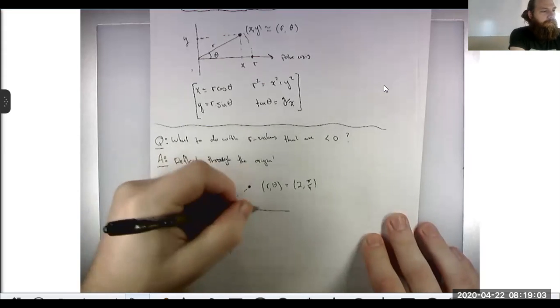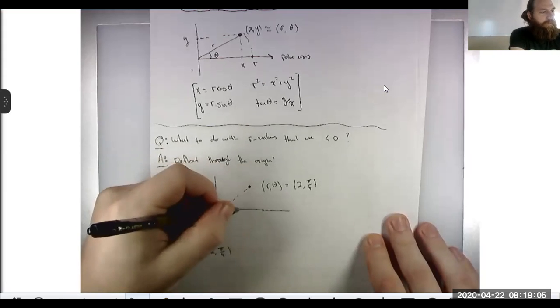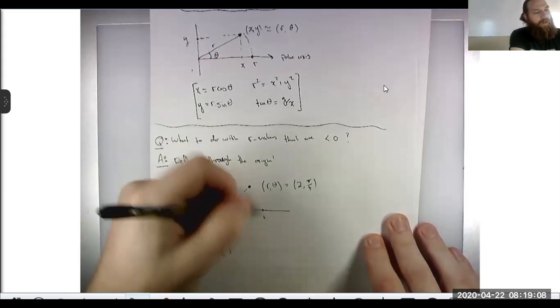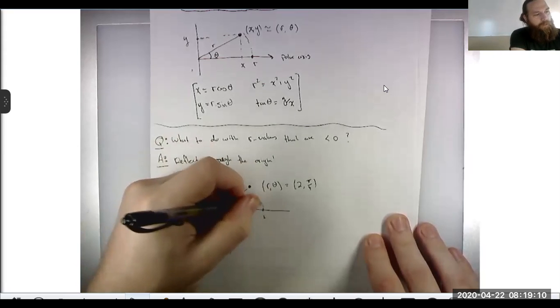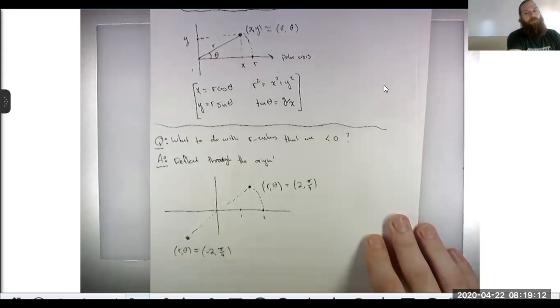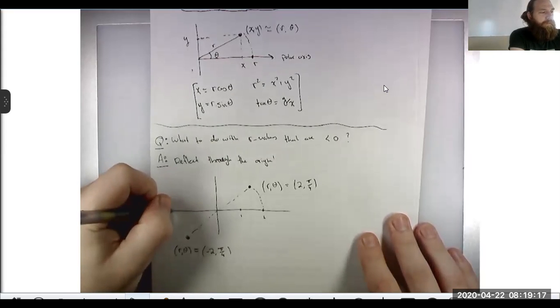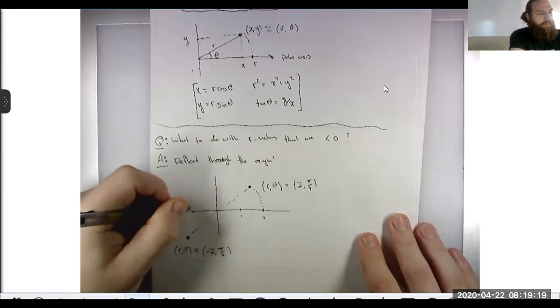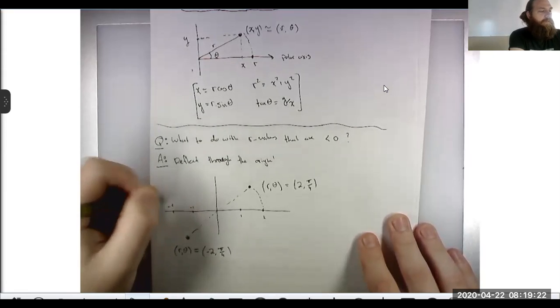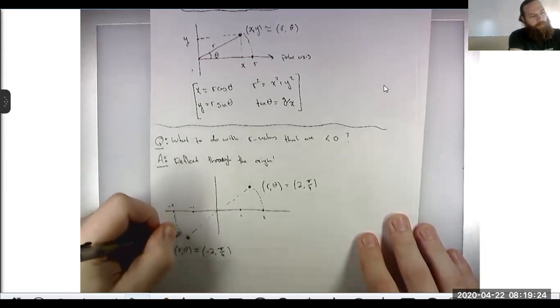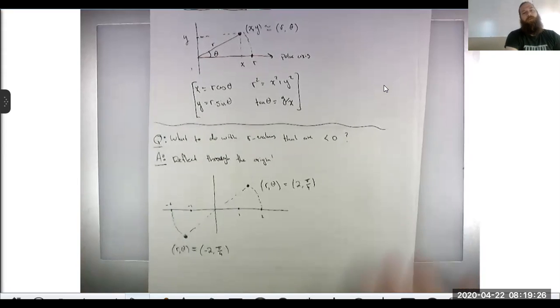One way to think about this is to say, okay, well, to get to this point, I come out along the polar axis to r equals 2, and then I rotate up by pi over 4. Similarly, I could think about this guy by saying I came out along the polar axis to negative 2, and then rotated pi over 4 in the positive direction. That's one way to say it. The other way to say it is you reflect through the origin. Whichever one you are most comfortable with, I encourage you to stick with.